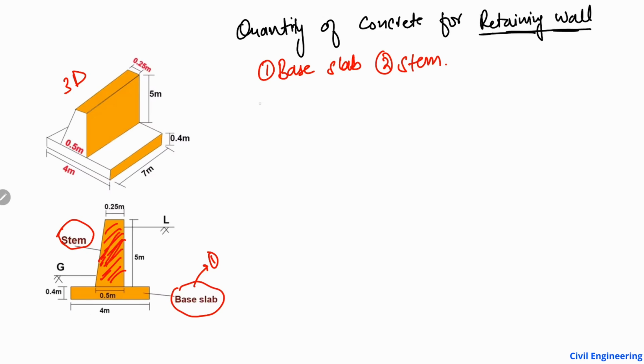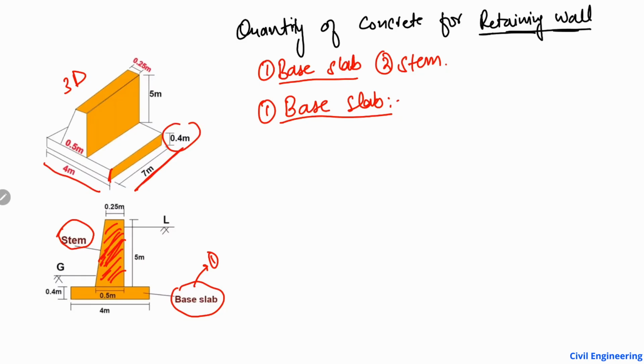So first I'm going to find the volume of the concrete, the quantity of concrete, of the base slab. It is very easy. You know the length of your base slab here, which is 7 meter, then the width of the slab, and then the height of the slab, which is 0.4 meter.